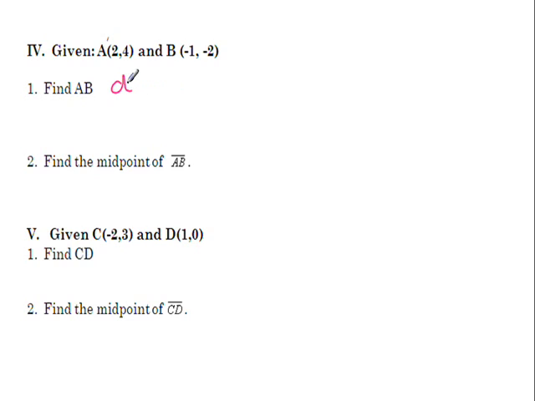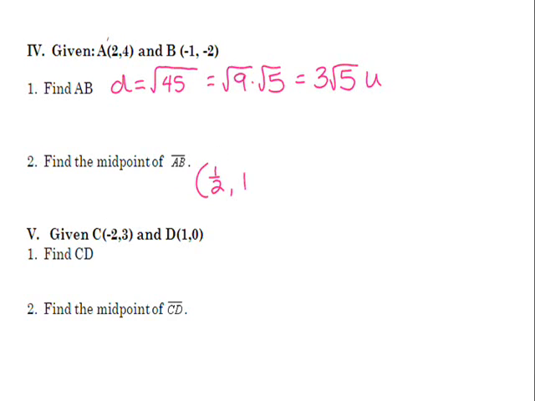All right, so you should have found that when you apply the distance formula, you get the square root of 45, but that can be reduced. So it's the square root of 9 times the square root of 5, and the square root of 9 is 3, so your final answer should have been 3 radical 5 units. And then the midpoint of AB is 1/2, 1.